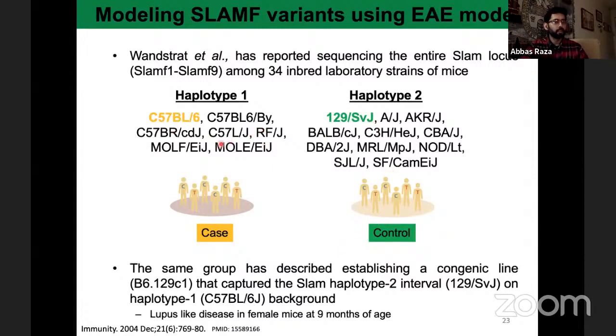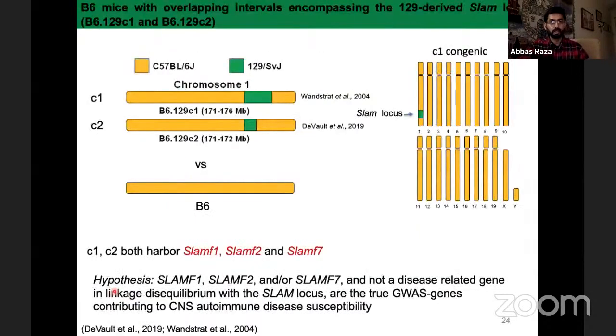And our job was made easier because there was a congenic mouse available that had captured the locus of SLAMs from 129 on a B6 background. So this is the mouse that was developed. It had a different polymorphism, like the 129 introgressed on a B6 background. So when we use this, this is how it looks.